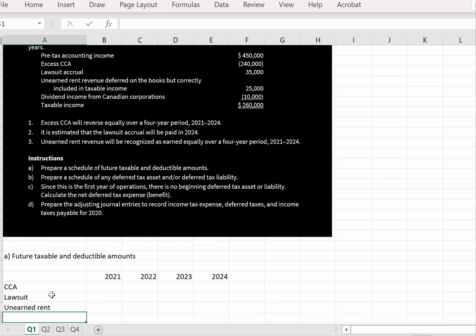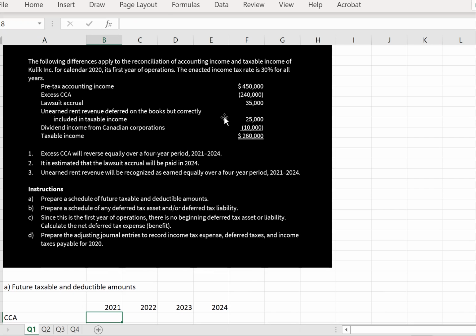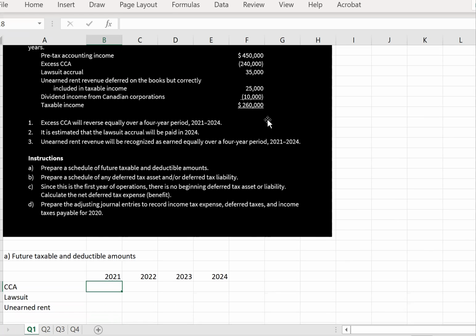Now what I want to do is show what is going to be the taxable or the deductible amount each year. For CCA, we're told that the excess CCA will reverse equally over a 4-year period, and this is reducing our taxable income. So when it reverses, it will increase our taxable income. We know that this is going to be a deferred tax liability, because it's talking about increasing our taxes in the future as it reverses out. So 240,000 divided by 4 is what I'm going to have for each of these periods. It's going to reverse out at 60,000 a year. I'm also going to run a total column down here, which is just the sum of all the different years.